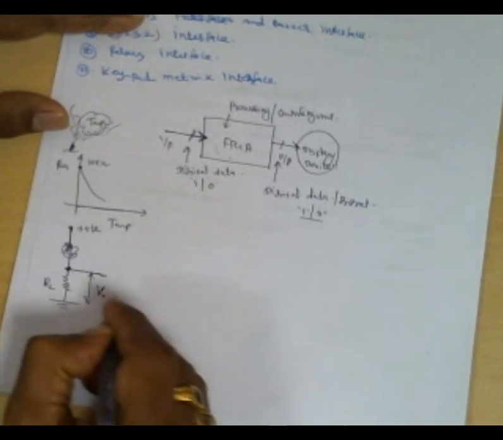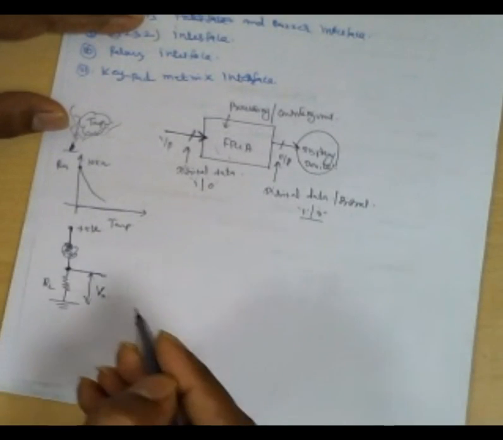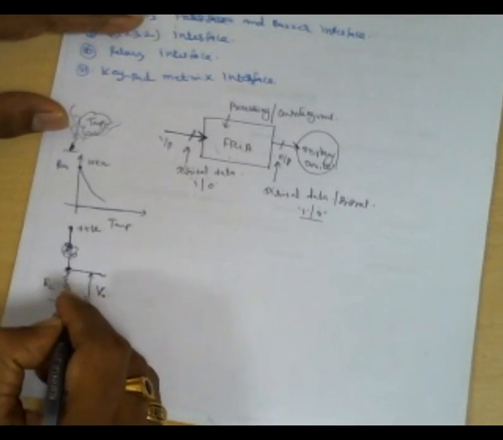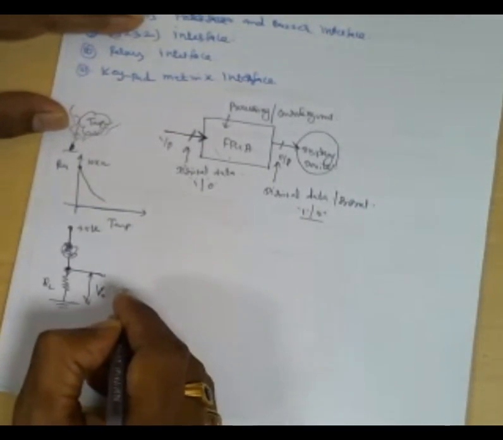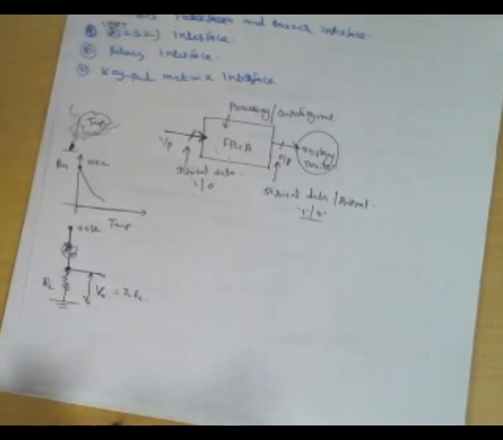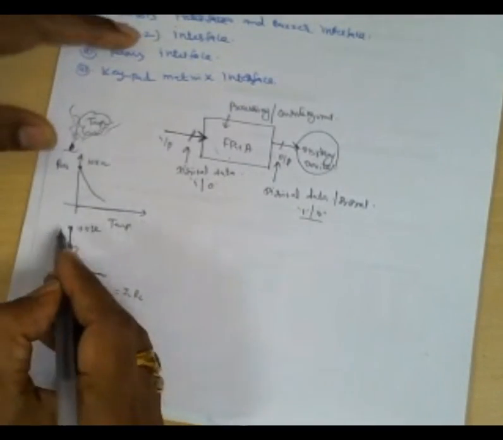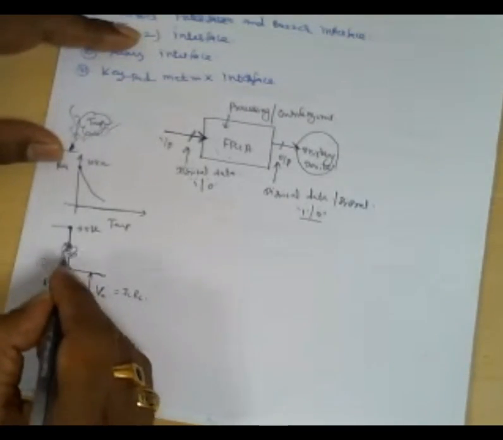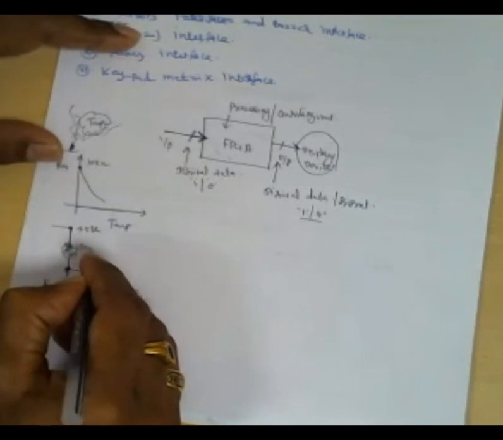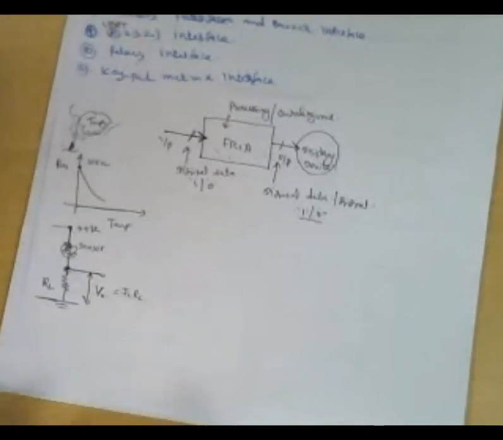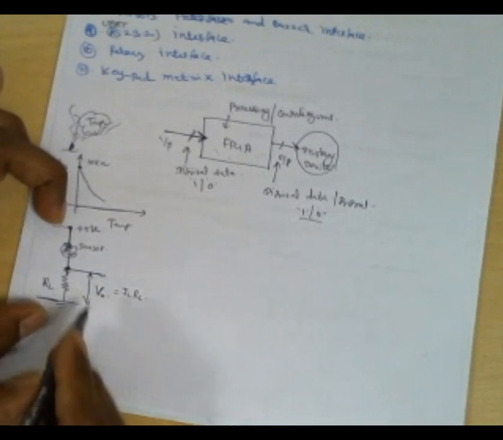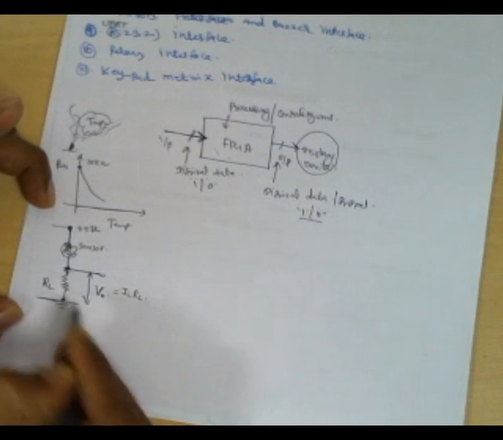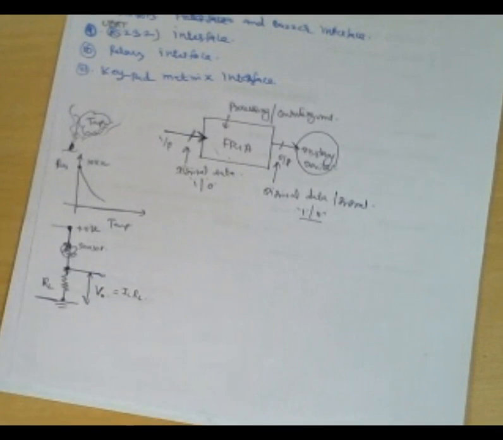This V naught directly depends on the current flow and the resistance value, so maybe IL into RL. Now the 5 volts is applied across these two elements. This is the sensor, and this is the load resistance. When you measure across these two terminals, you will get 5 volts. That is Kirchhoff's voltage law.